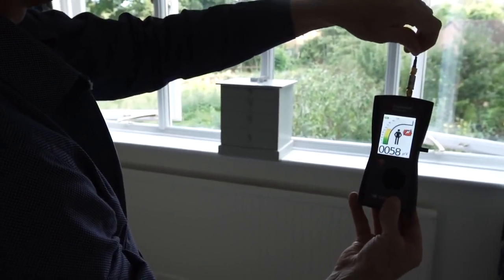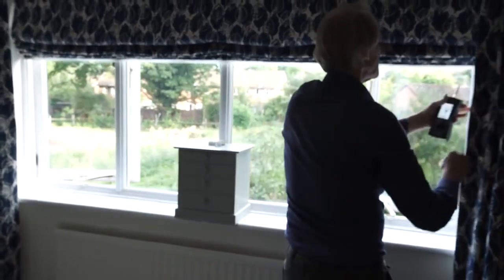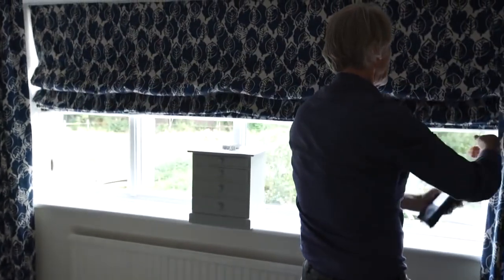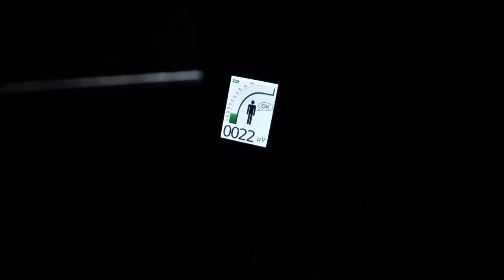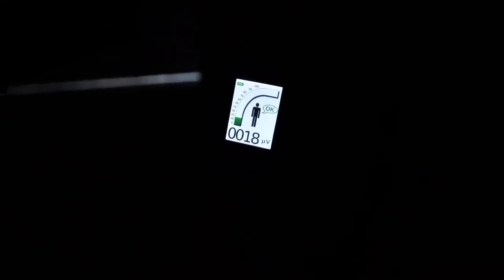But if we now close the curtains, or close the blinds, now with the curtains drawn, it's around the 18, 19, about the 20 mark, which is a far, far better reading for when you're asleep.